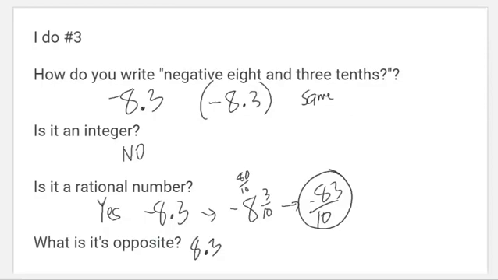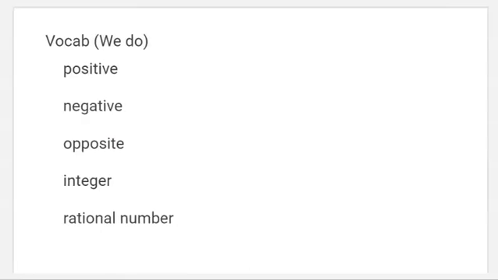Let's try a few together. Open up your binder and find today's pages. You've got some vocabulary words to do here. The first 4 we've done lots of days, so I'm going to have you just pause the video and write those down. I am going to tell you the definition of rational number that I want you to write down because that one's new, however.